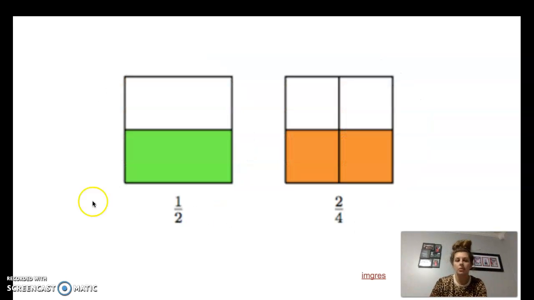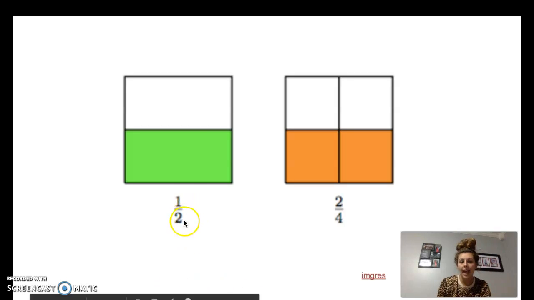So let's look at this next one. We have 1/2 and we also have 2/4. Are these equal? Yes, they are, because we cut 2 in half. One person gets one and the other person gets one. And we do the same thing with 2/4.